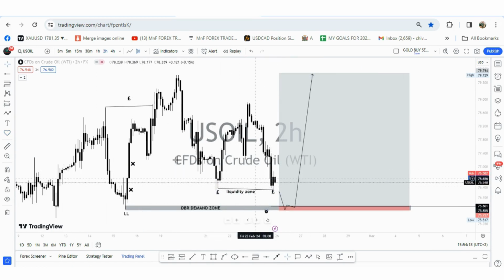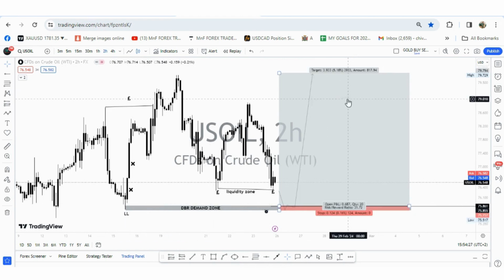So we wait for tomorrow. We're going to wait for the Asian session to be taken out and this liquidity right here to be taken out. And once that has happened, if the market comes to this level right here, we'll be able to execute. So this is a 1 to 31 risk to reward ratio. The stop loss is 12 pips and our target is 393 pips. That's a 1 to 31.7 risk to reward ratio. A beautiful risk to reward ratio to set up right here.